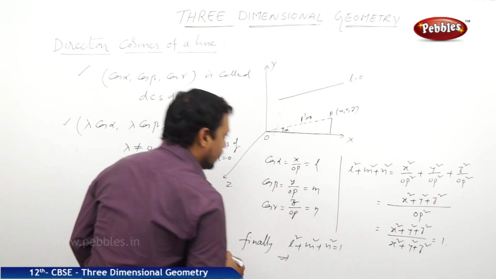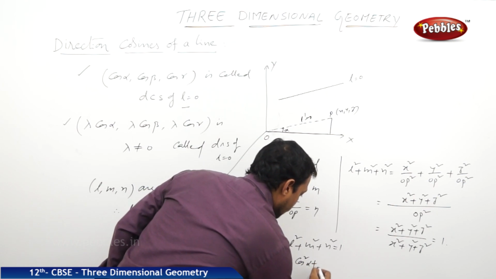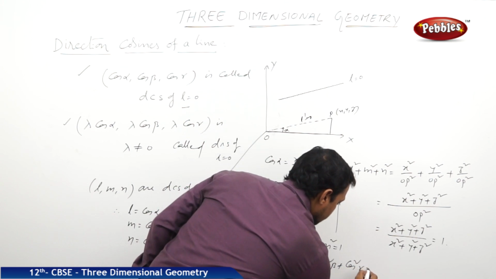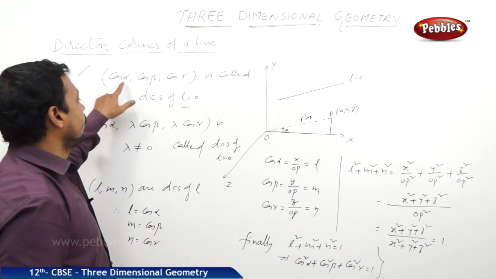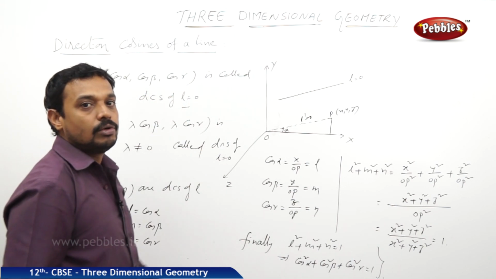That implies, but what is l? It is none other than cos alpha. Therefore, cos square alpha plus cos square beta plus cos square gamma is equal to 1. So, the sum of the squares of direction cosines of a line is always equal to 1.